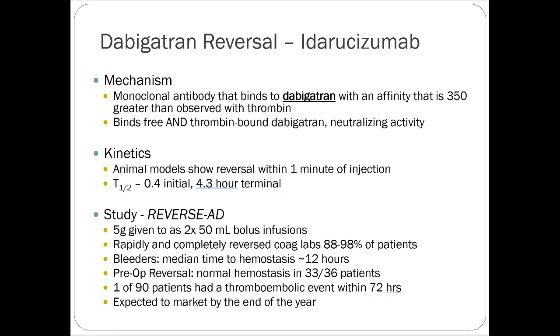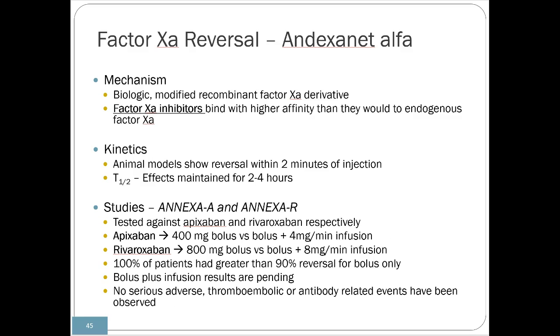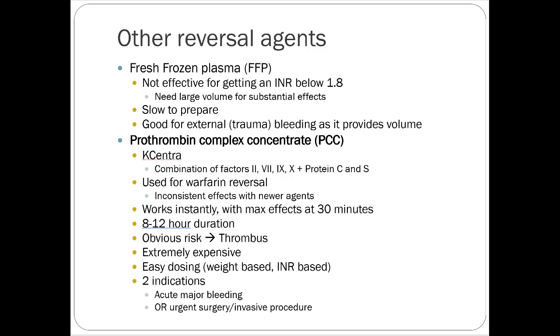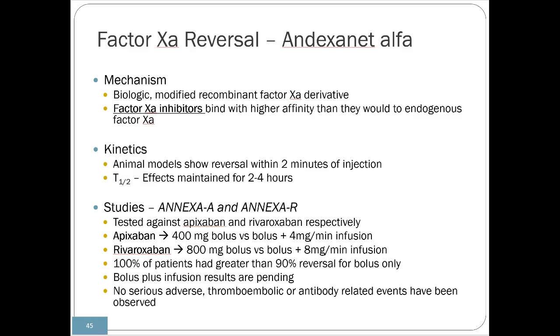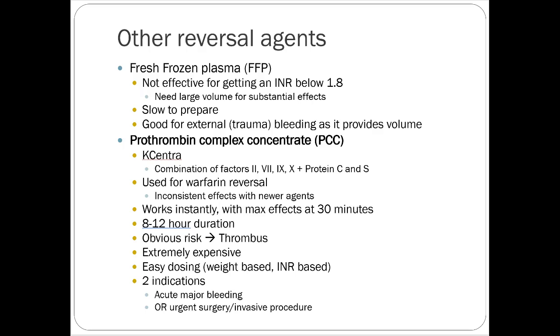Idarucizumab, for dabigatran, doesn't really reverse well with PCC, so that's different. Andexanet alfa, for factor 10A products, so apixaban and rivaroxaban, reverse really well with PCC. Because this product is more expensive than PCC, like twice the cost, which is insane, and because we're used to PCC dosing, we just do PCC dosing. We actually don't use this product as a formulary agent. We've got good data to show that PCC is as effective, if not more effective, than the newer products. So kind of interesting. We waited all this time for this andexanet alfa, and it turns out it's not even that great.